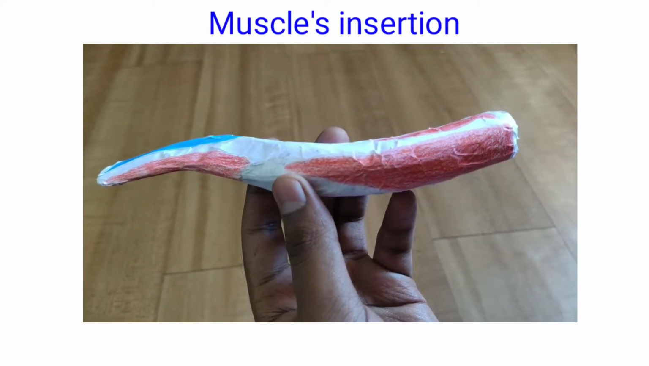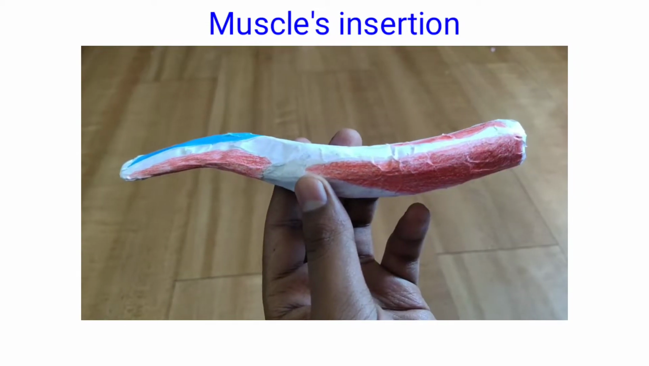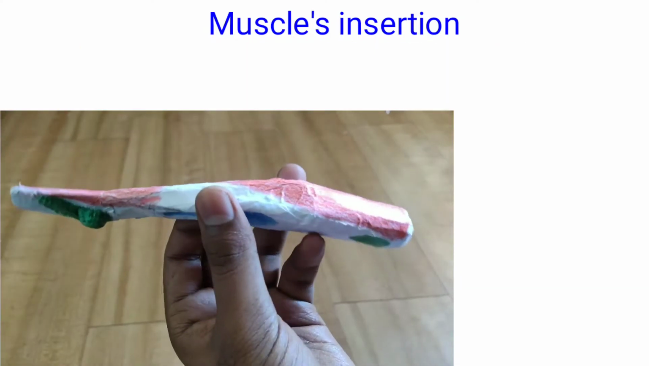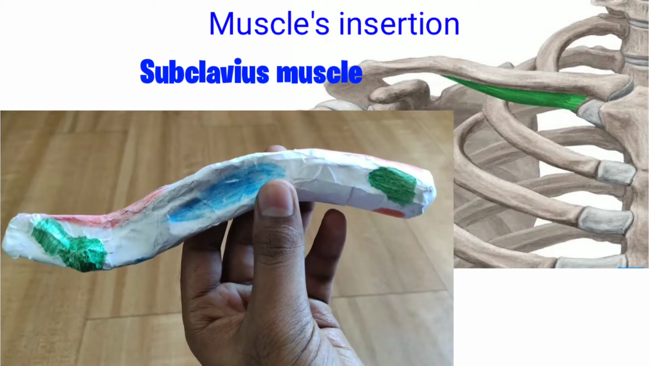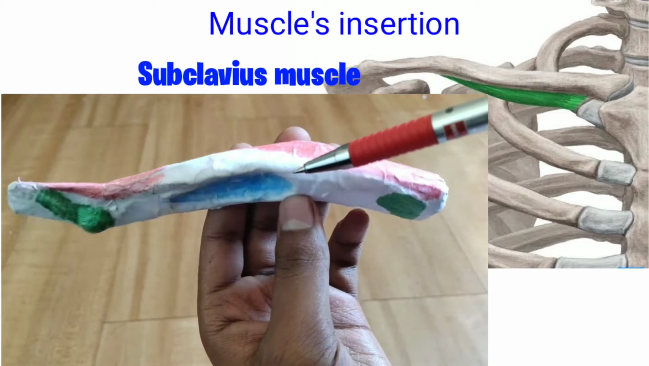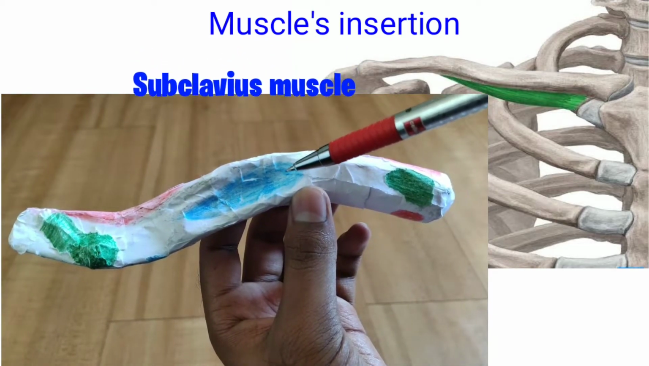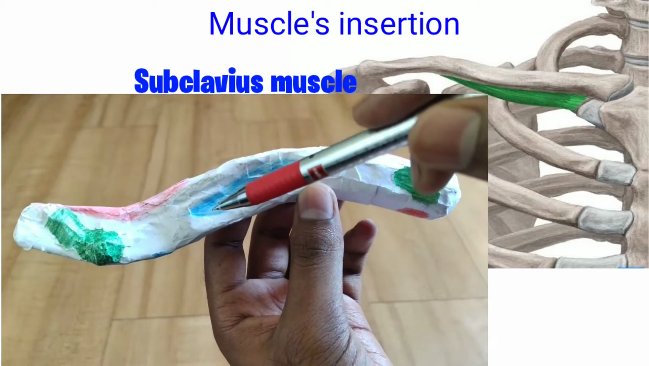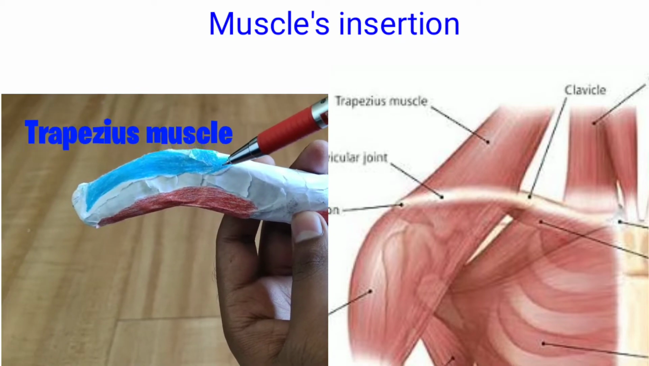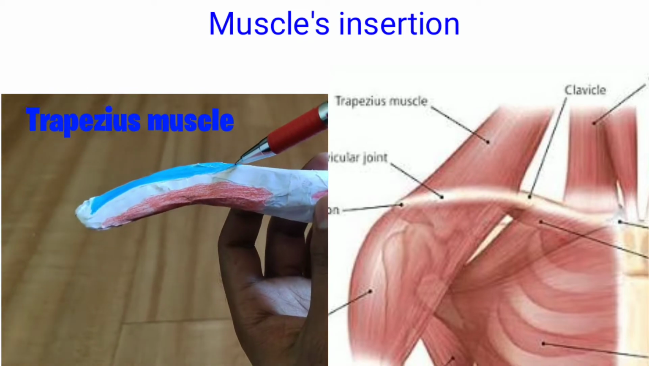Now next, let's see the muscles which are having their insertion on the clavicle. Only two muscles will have their insertion on the clavicle. The first muscle is the subclavius muscle. There is a subclavian groove in the inferior surface of the clavicle. This subclavian groove will have the insertion of the subclavius muscle, and the next muscle is the trapezius muscle. The trapezius muscle will have its insertion in the posterior border of the lateral 1/3 of the clavicle.